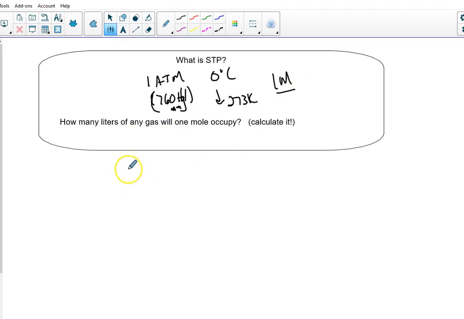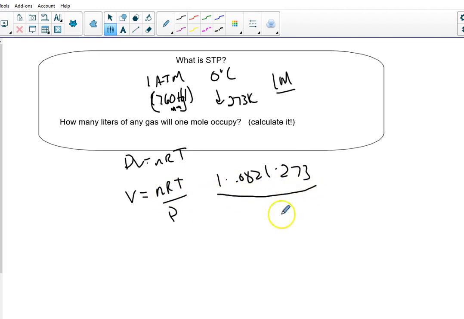Okay, so we have PV equals nRT. I'm going to solve for V. So V equals nRT over P. N equals 1 mole. For R, let's do atmospheres, so 0.0821. Temperature 273, and then pressure should be 1 atmosphere. And you should get about 22.4 liters.